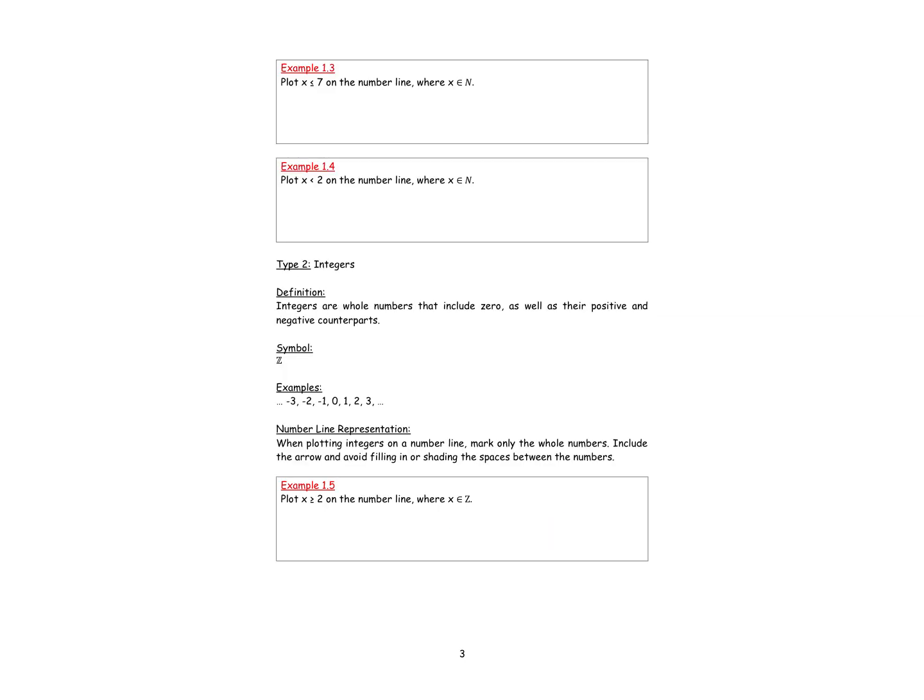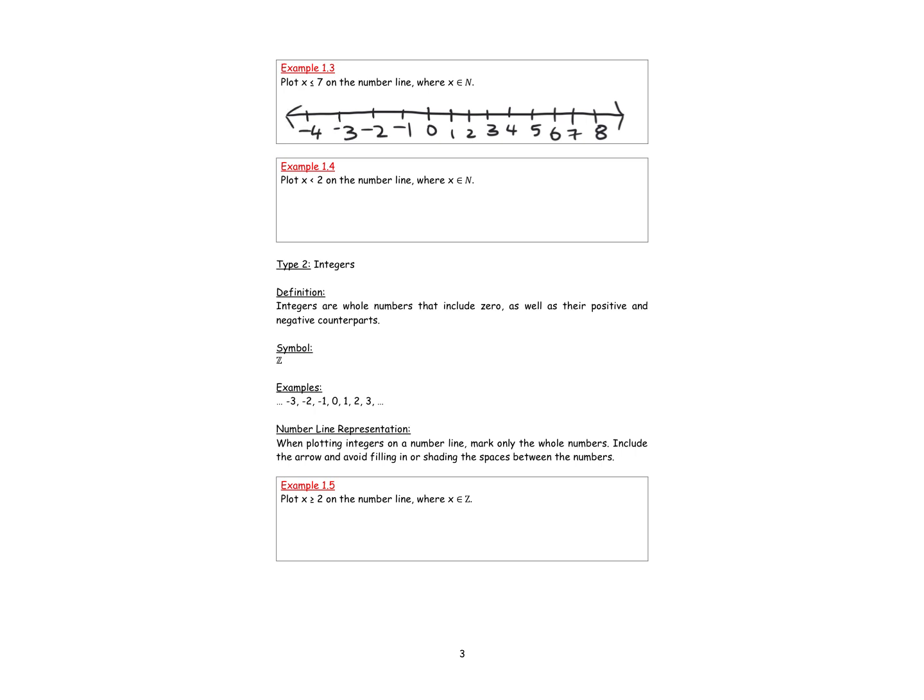Example 1.3 says plot x is less than or equal to 7 on the number line where x is an element of the natural numbers again. To begin, I'm going to draw my number line. In this case, we have 7, so I'm going to need to go up to at least 7. So I have 1, 2, 3, 4, 5, 6, 7, 8, and then -1, -2, -3, -4.